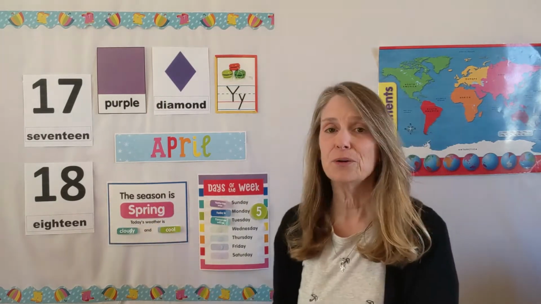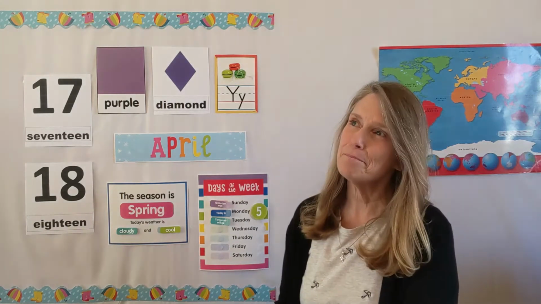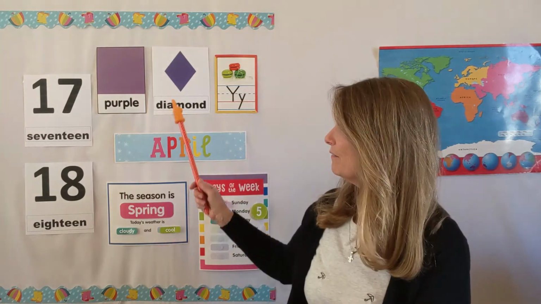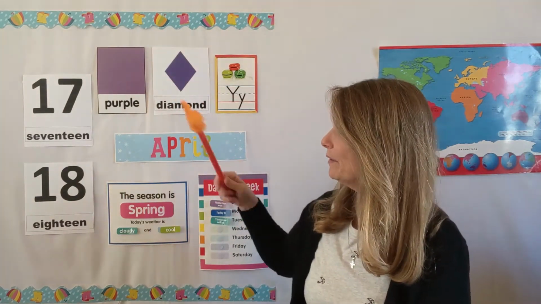Now, in April, when it is springtime, if you go outside, you might see some diamonds flying in the sky because this is a great time to go out and fly kites. On a nice windy day, you can get out there with a kite, and many, many kites, not all of them, come in the shape of a diamond. We're going to come back and look at a diamond in just a minute.